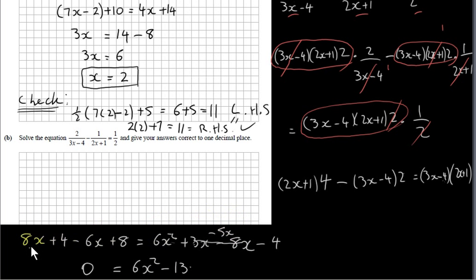Let's see now. We've plus 8 minus 6 on the left hand side. Plus 8 minus 6 is plus 2x. Bring the plus 2x over. We've minus 5 minus 2 is minus 7x. We've 8 plus 4 is 12. Bring the plus 12 over. Becomes minus 12. Minus 12 minus 4 is minus 16.